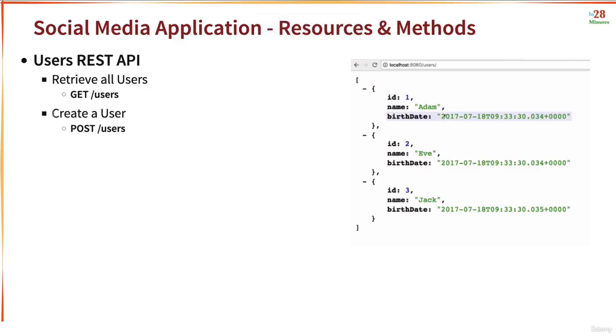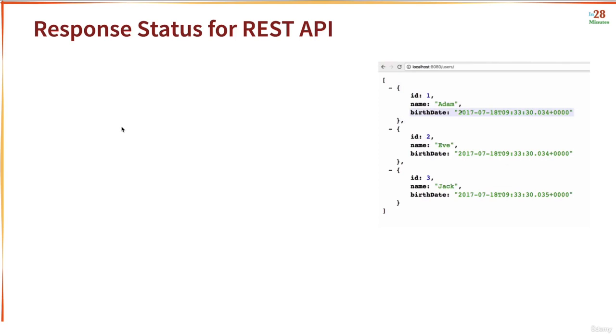In the last step, we created a REST API to create a user. We were able to send a post request to /users with the details of the user, and we were able to create a user. However, we saw that the response status we are sending back is 200. Is there a way we can improve that?